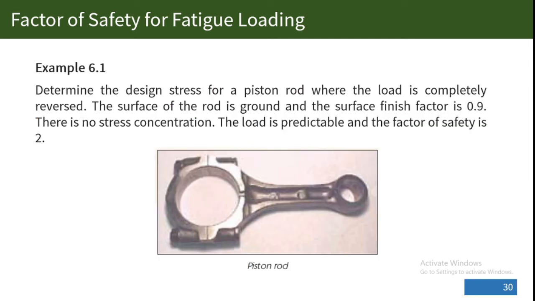Now let's get into an example problem. This is example problem 6.1, where we are given a piston rod. Determine the design stress for a piston rod where the load is completely reversed. The surface of the rod is ground, and the surface finish factor is 0.9. It is assumed that there is no stress concentration, the load is predictable, and the factor of safety is 2.